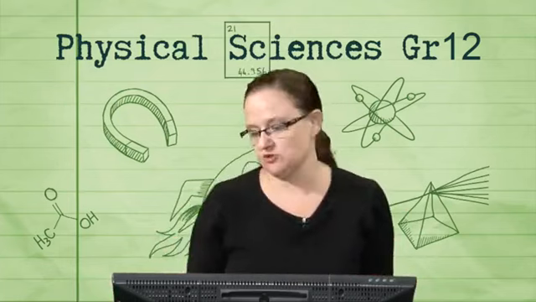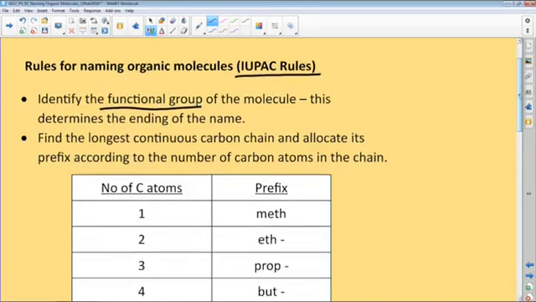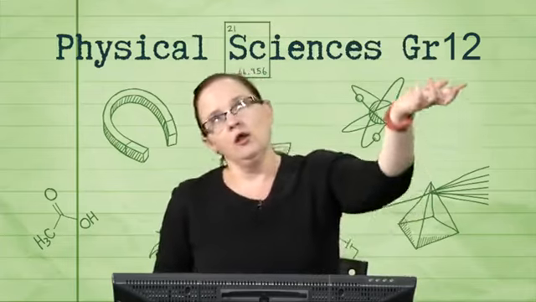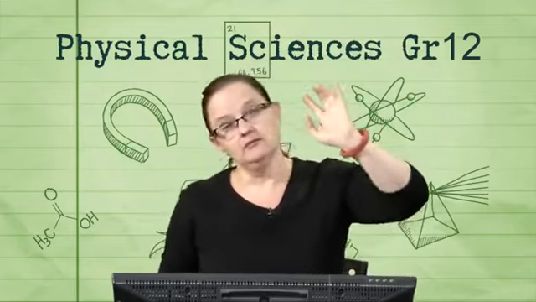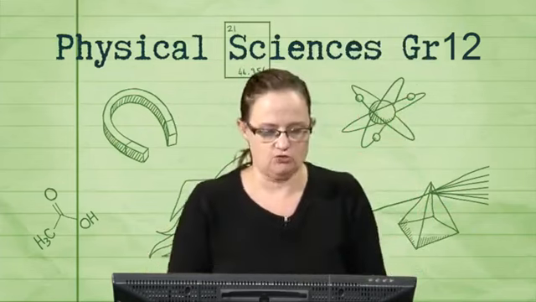So the first thing you have to do, which is what we were doing up till now, is you have to identify the functional group. The functional group tells me how the name's gonna end. So alkanes end in A-N-E, alkenes end in E-N-E, alcohols are O-L, aldehydes are A-L, ketones are O-N-E, etc. Okay, so this tells me how the name's gonna end, so I've gotta have the functional group.